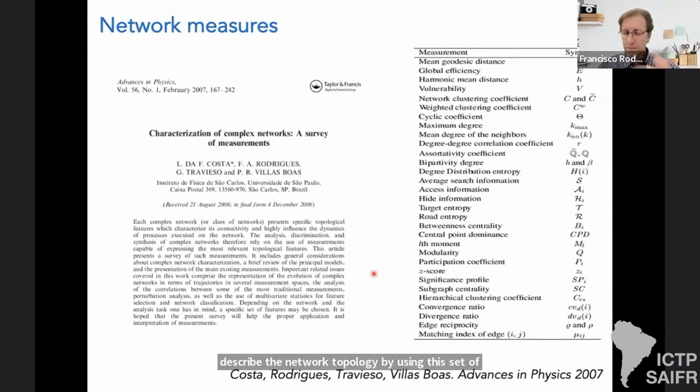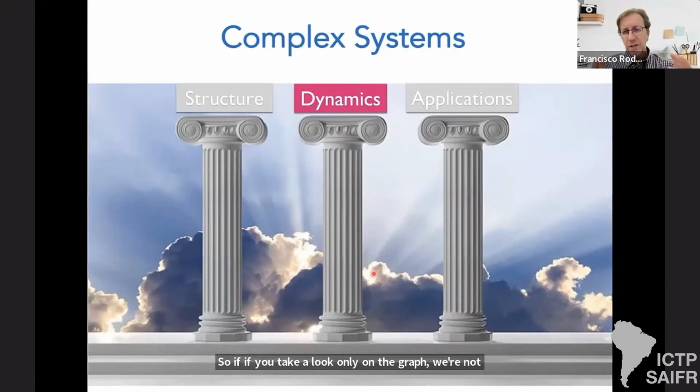So following this idea, we can describe the network topology by using this set of measures. Different measures have been developed for this, and the idea is to describe different properties of the network. If you only take a look at the graph, we will not be able to extract useful information. After describing the structure of a network, we can analyze how the structure influences dynamical processes. For example, given a network, how will the topology of this network influence the evolution of cooperation or the evolution of some spreading dynamics.